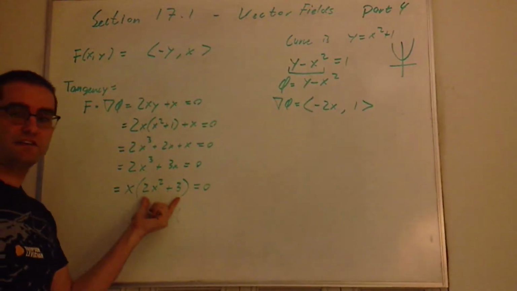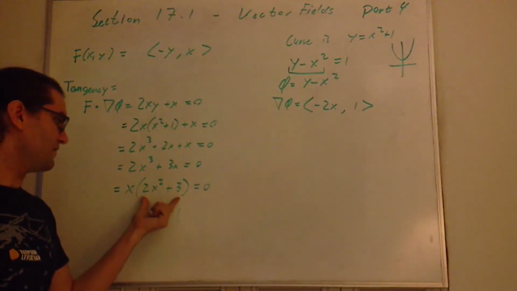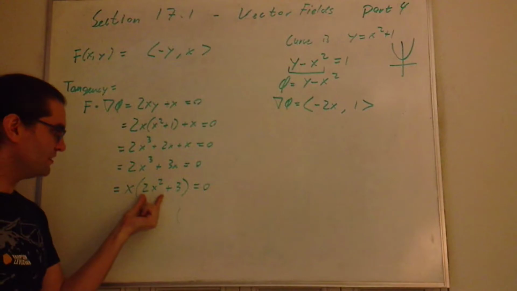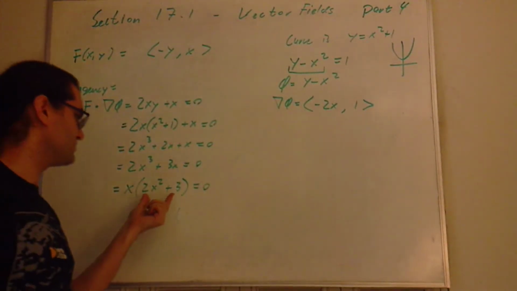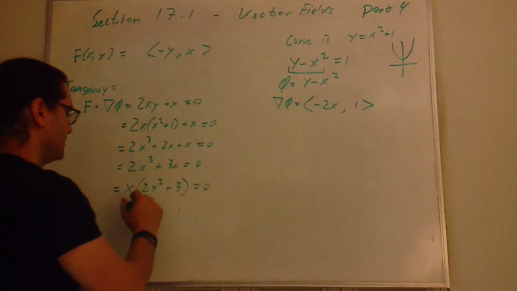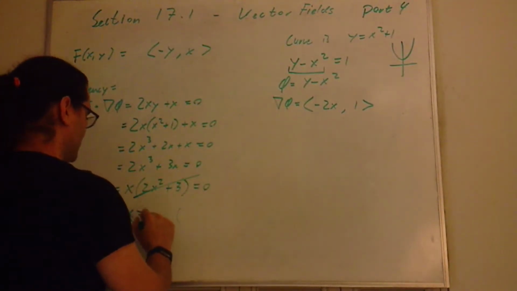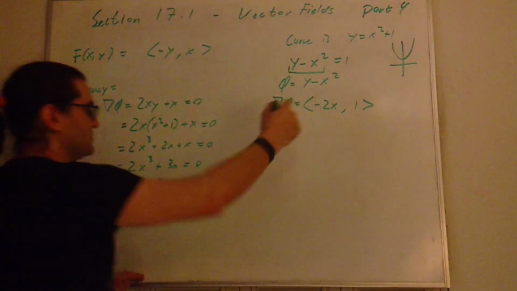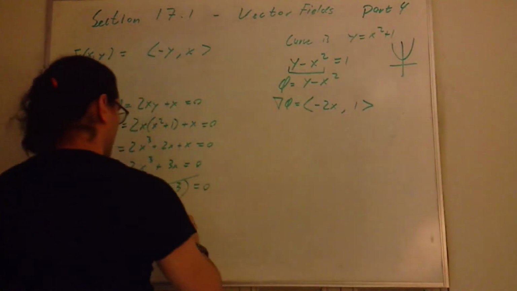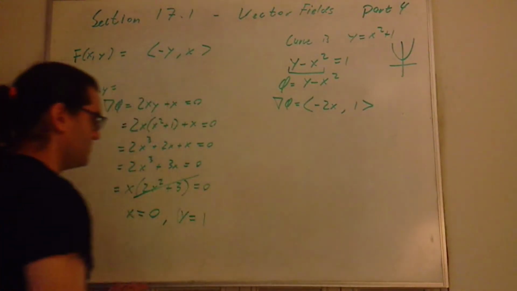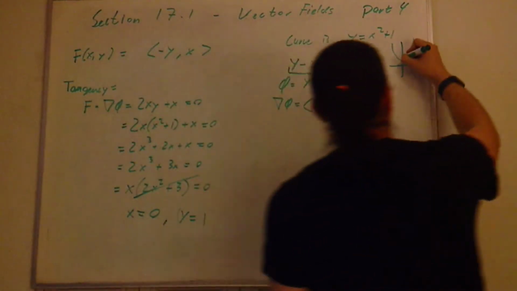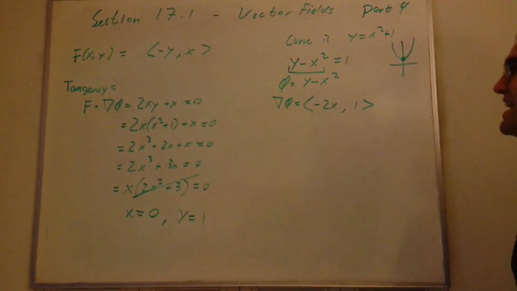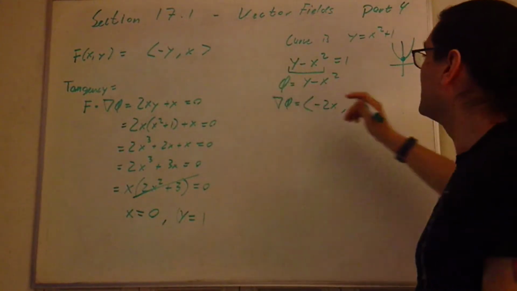This thing doesn't factor, and in fact it's never ever equal to 0. 3 is always positive, 2x squared is always non-negative. So there's no value of x that will make this equal to 0, so we don't care about that. You have x equals 0 here. And if x equals 0, I can look at this function to figure out what y equals. y should be 1. So at this point right here, I should have tangency with this vector field, which seems plausible.